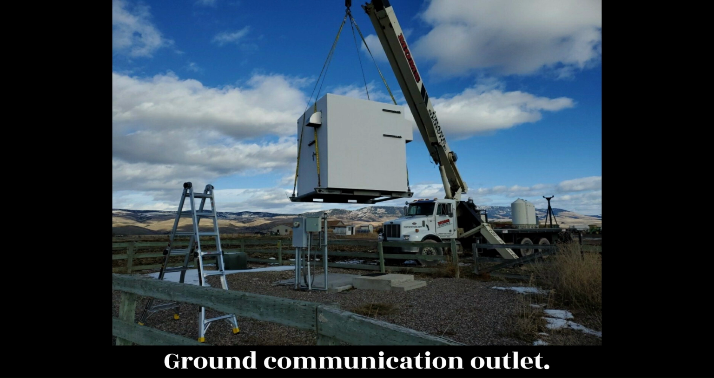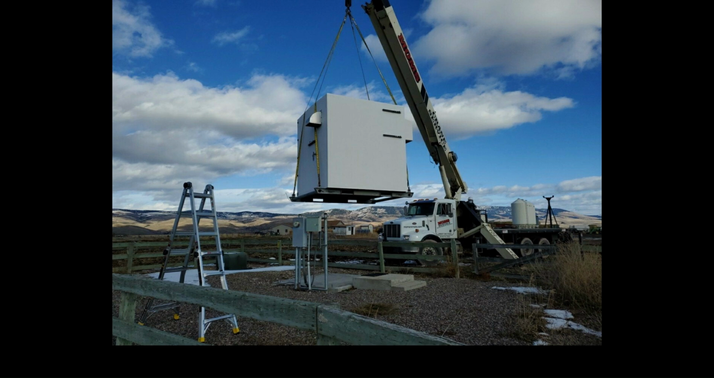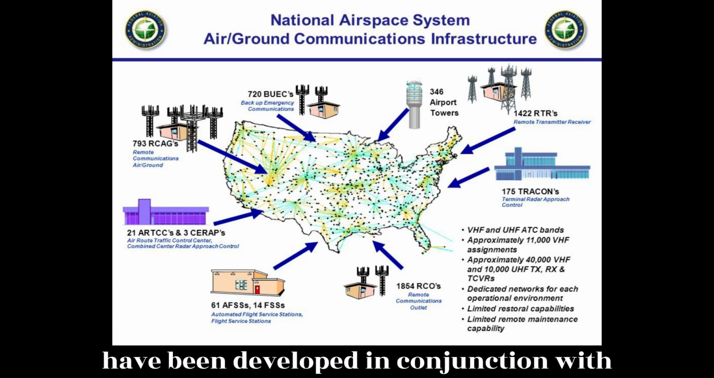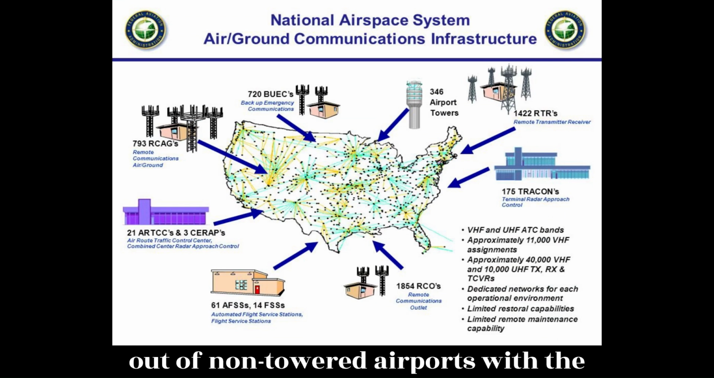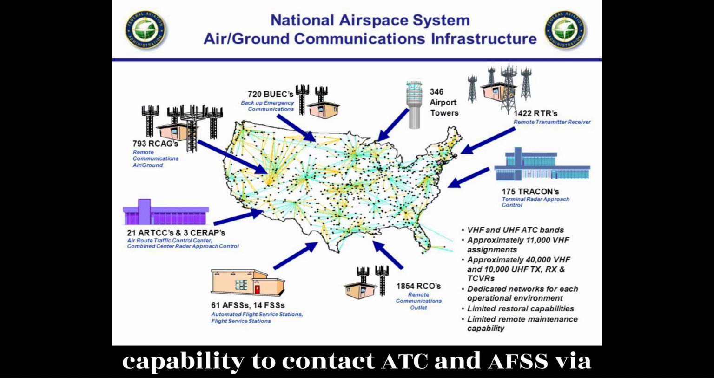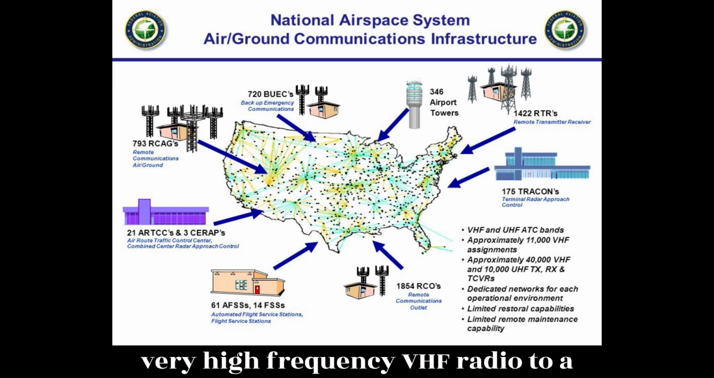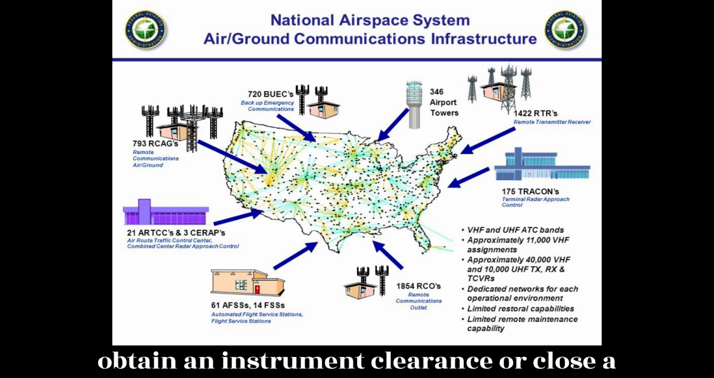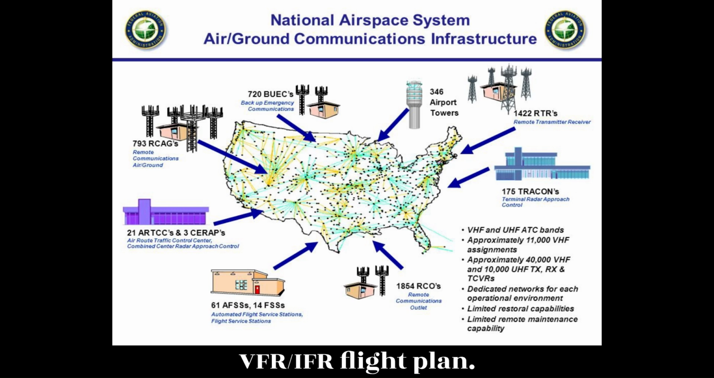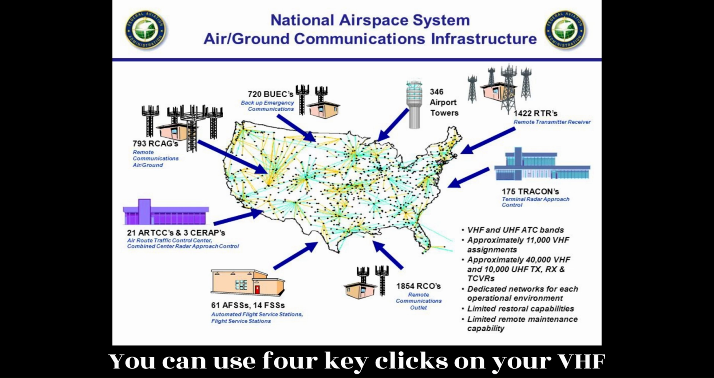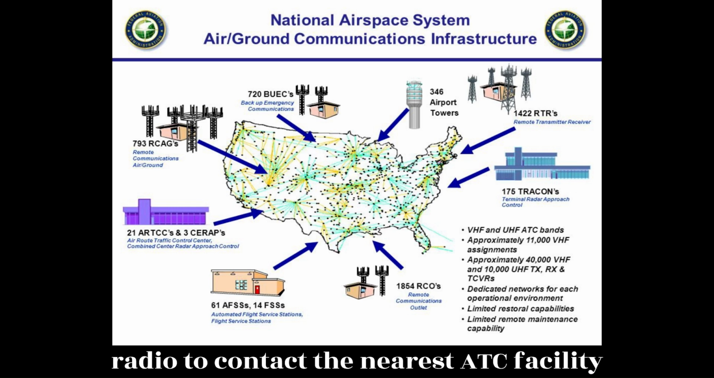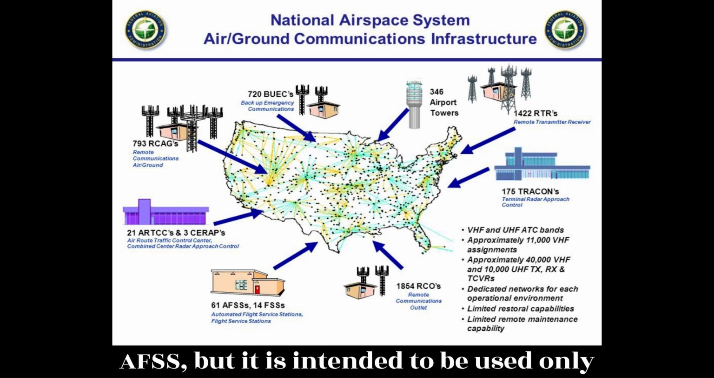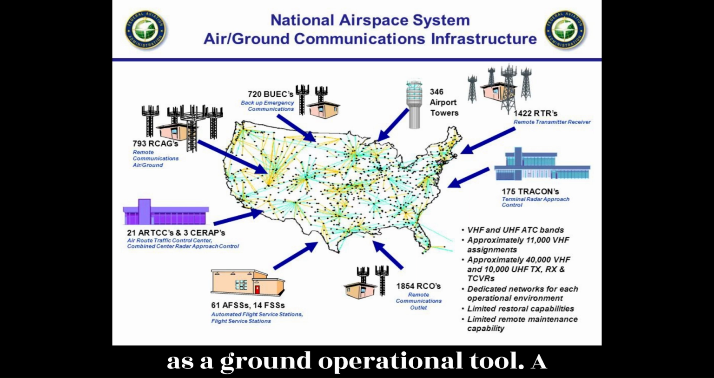Ground Communication Outlet. Ground Communication Outlets, GCO, have been developed in conjunction with the FAA to provide pilots flying in and out of non-towered airports with the capability to contact ATC and AFSS via very high frequency (VHF) radio to a telephone connection. This lets pilots obtain an instrument clearance or close a VFR/IFR flight plan. You can use 4 key clicks on your VHF radio to contact the nearest ATC facility and 6 key clicks to contact the local AFSS, but it is intended to be used only as a ground operational tool.